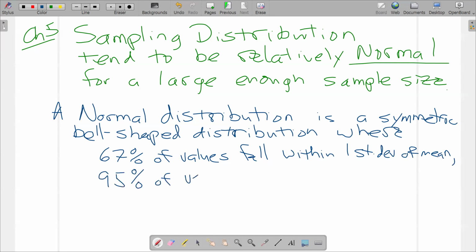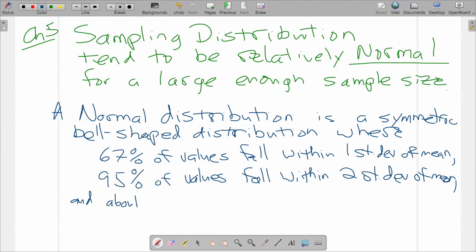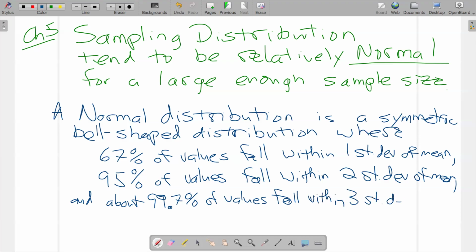95% of values fall within two standard deviations of the mean. And about 99.7% of values fall within three standard deviations of the mean. And this collection of percentages related to standard deviations is called the empirical rule in statistics.